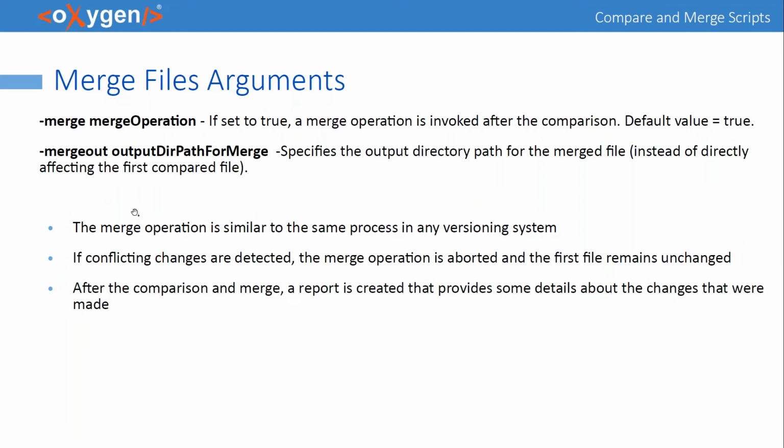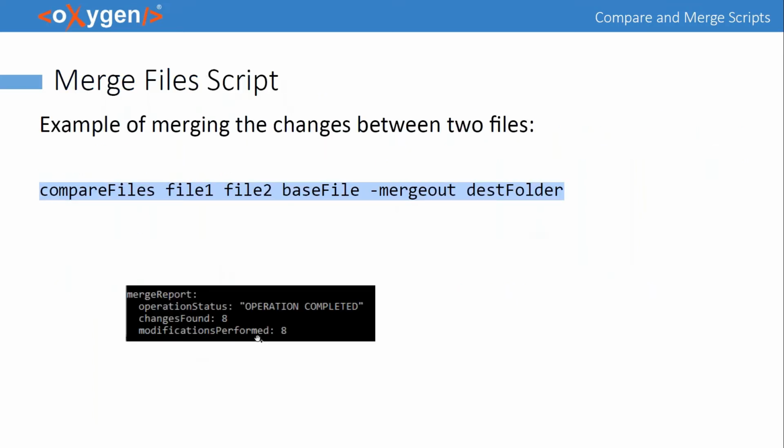And this is similar to the versioning system where you have support to update content of the documents, and it automatically copies the content that is not in conflict. In case it's in conflict, then the merge operation will be aborted and you'll get a status about the merge operation. And we'll see an example. I added here a simple example with this merge support.